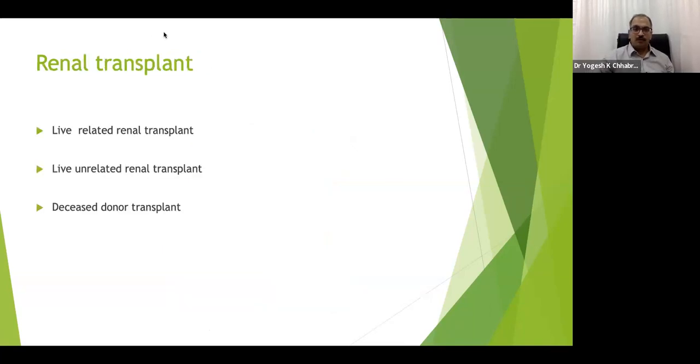Now coming on to the most important thing, as a nephrologist, the most thrilling part is renal transplant. Of the patients who have chronic kidney disease, most can opt for renal transplant. The thing which is hindering us is the presence of a donor.